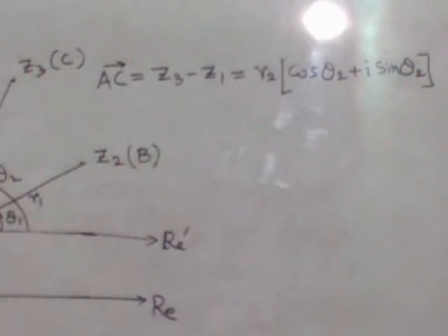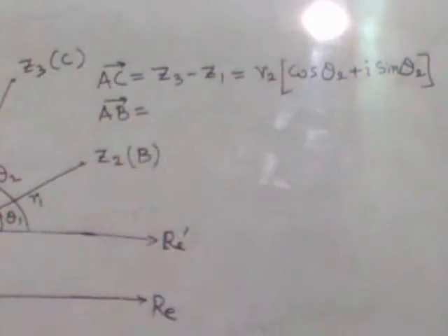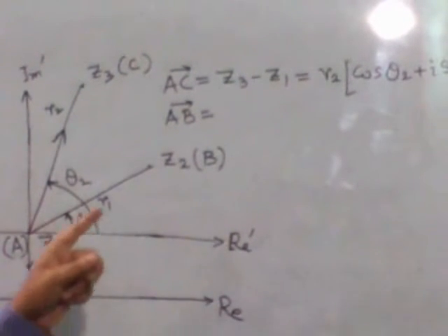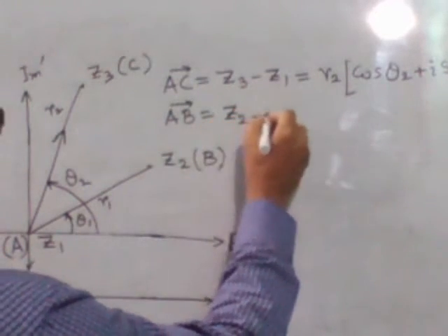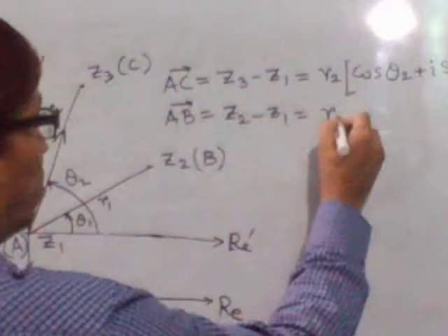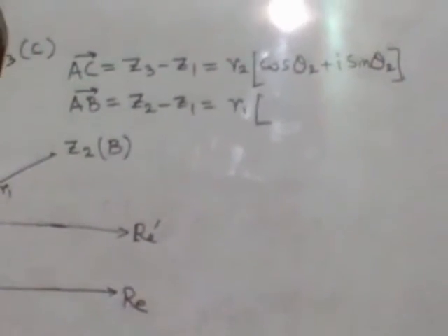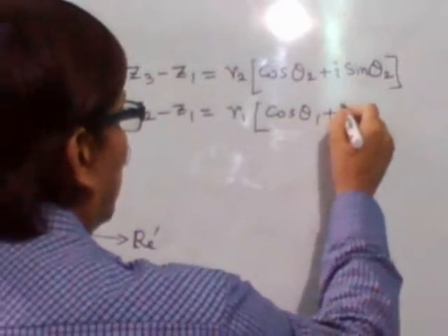Similarly, if we want to represent AB vector, AB vector is actually the position vector of B minus the position vector of A, so that is Z2 minus Z1. This is equal to R1, where R1 is the modulus of this vector. So this is equal to R1 into, the angle here being θ1, cos θ1 plus I sin θ1.